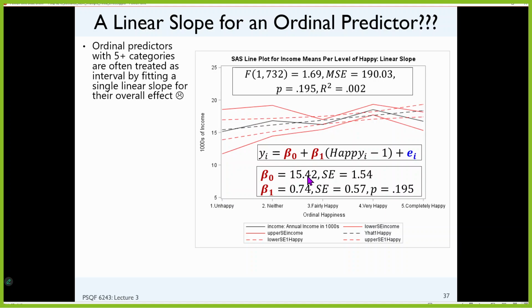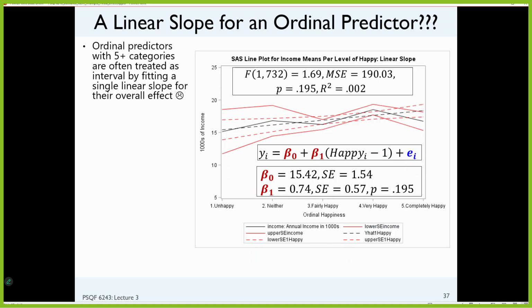The predicted income for somebody who rates themselves as unhappy would be right here. That's $15.4 thousand. For every unit of happiness, my income goes up by 0.74. What's a unit of happiness? I don't know. And more problematically, do you think the jump between unhappy and neither is the same jump as neither to fairly happy, like each of these?